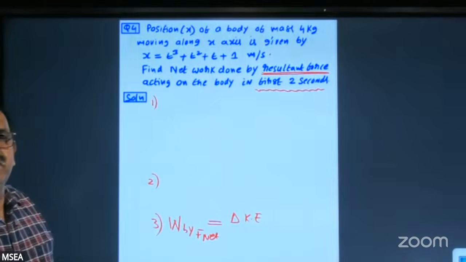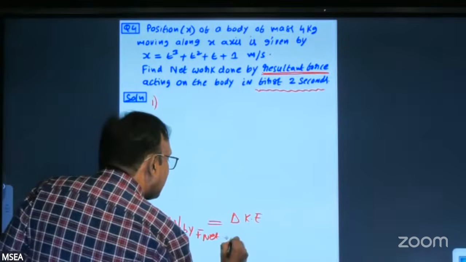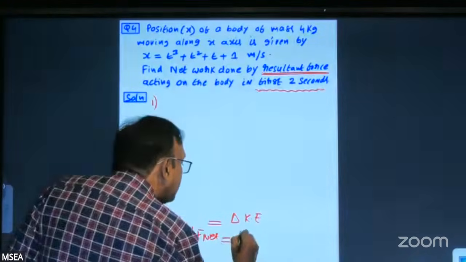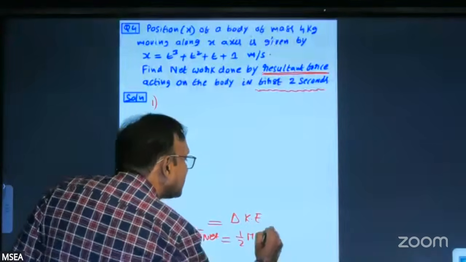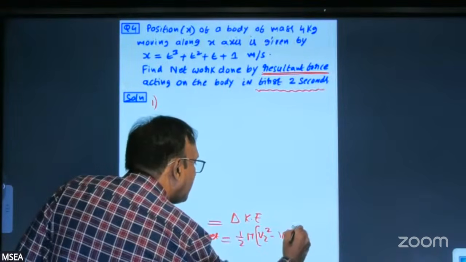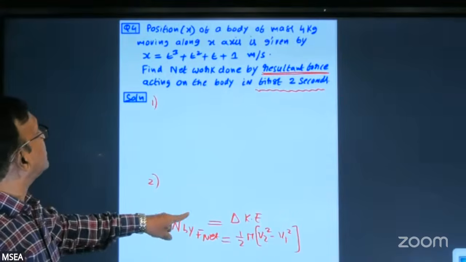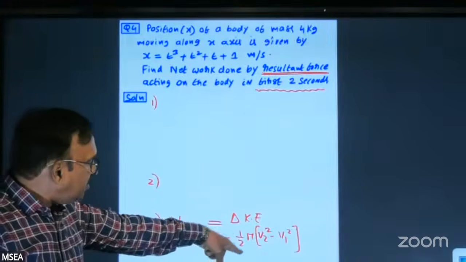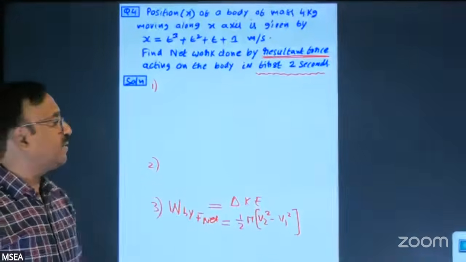Work done by all forces is always the change in kinetic energy. What do you mean by change in kinetic energy? KE2 minus KE1. KE2 means half m V2 square minus half m V1 square. Half m we can take common: half m into (V2 square minus V1 square). So to get the answer for this question, work done by the resultant force, you have to use this point and get the answer.